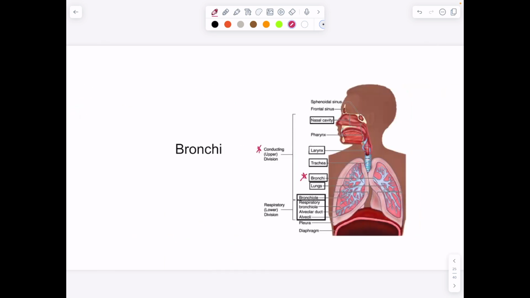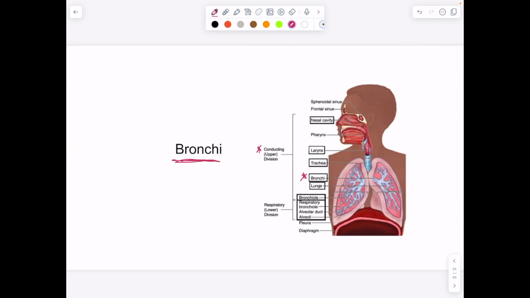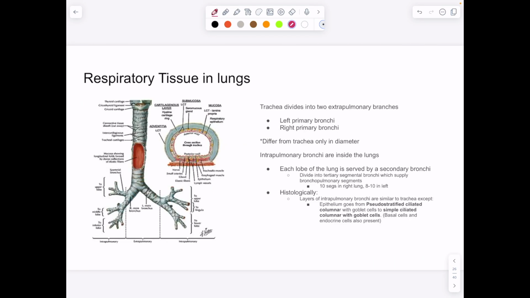All right, so past the trachea, we start to get to our bronchi, and we have a whole bronchial tree, so we'll start to get into that. The place that you first start is, remember from dissection, you have the hilum and the root of the lung, and you actually have bronchi that are external to that. So you have the extrapulmonary branches, which are the left and right main primary bronchi, which you can see here and here. They're going to be exactly the same as the trachea in terms of histology, these extrapulmonary branches.